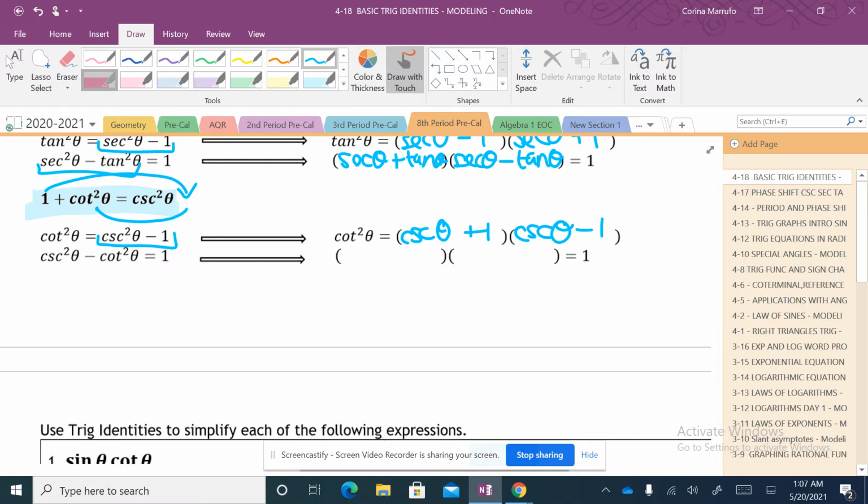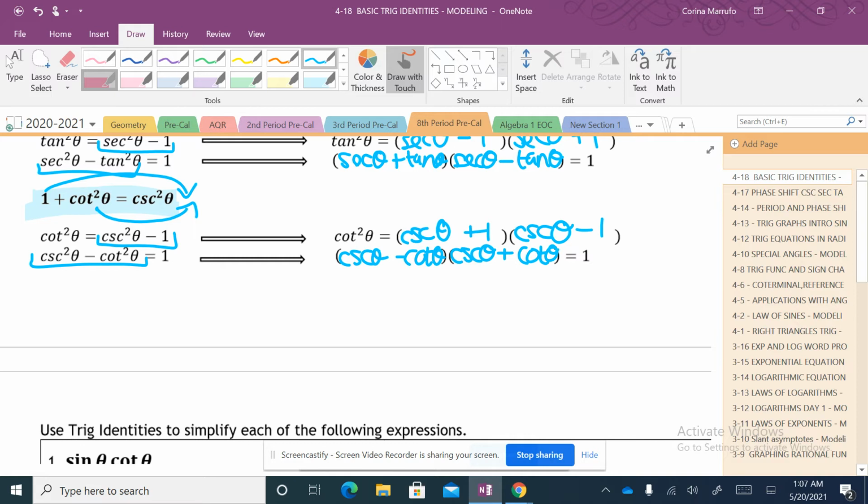And so the next one, they move the cotangent to the other side by subtracting, and we get cosecant squared of theta minus cotangent squared of theta equals 1. So cosecant of theta, cosecant of theta. And then 1 is plus, 1 is minus, and then the next one would be cotangent of theta.